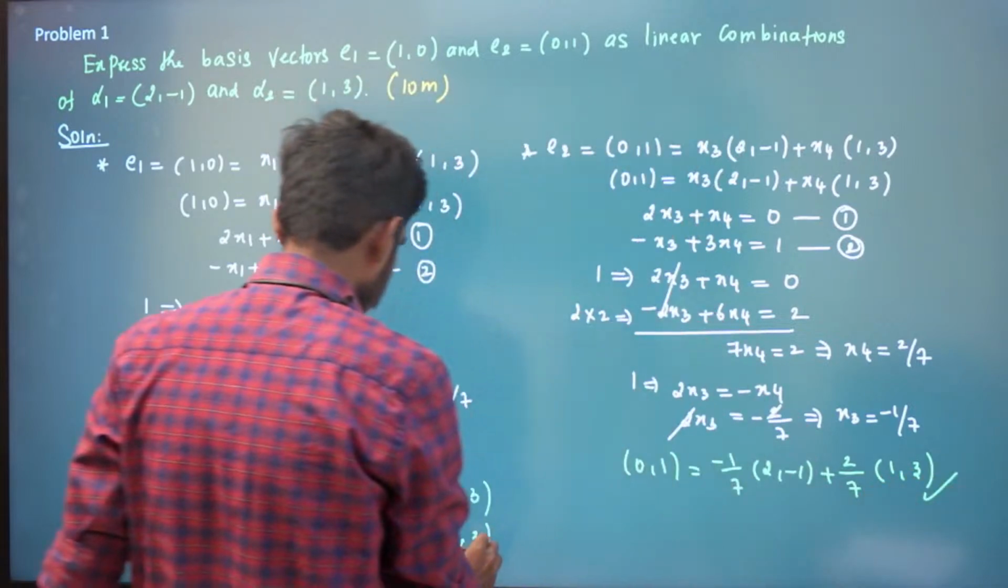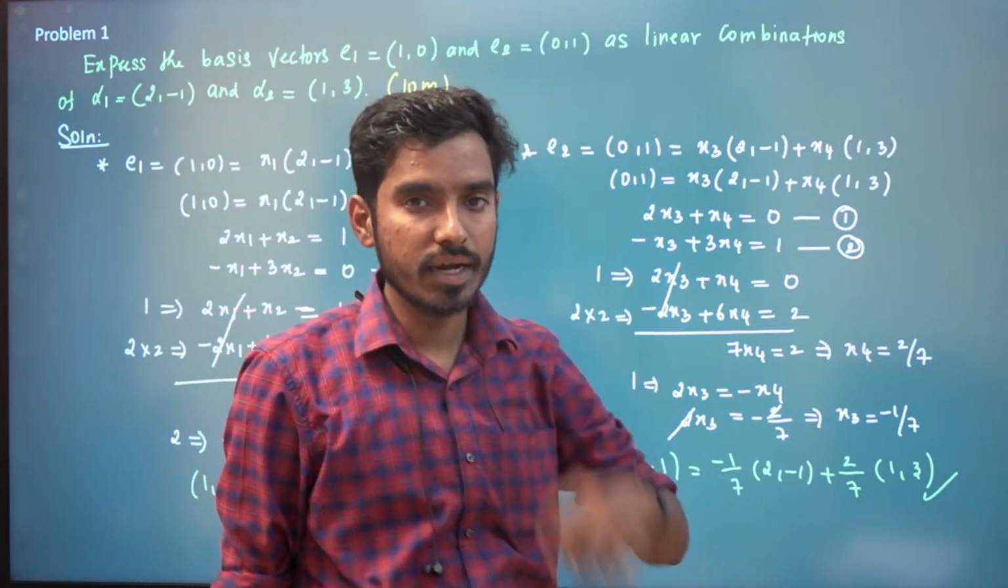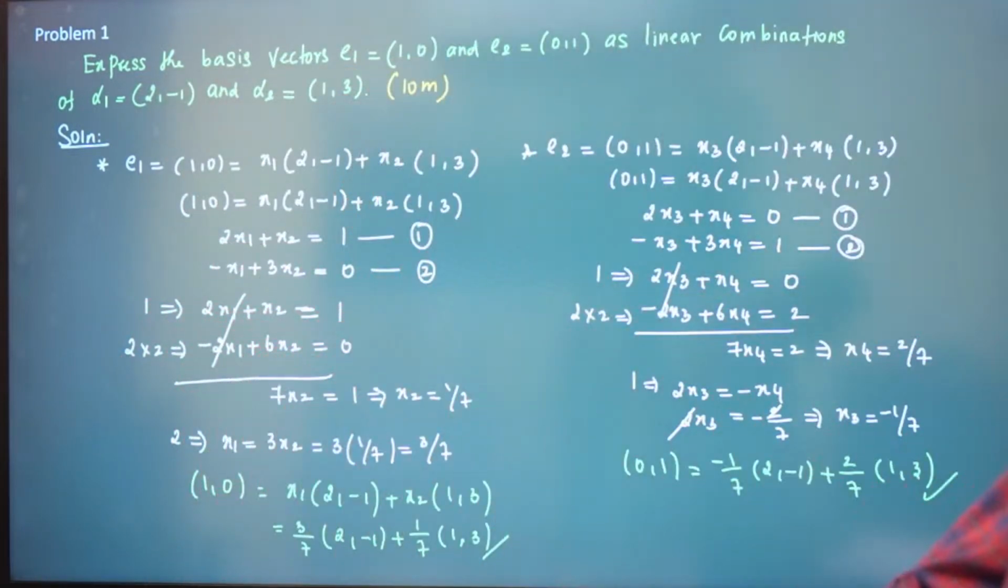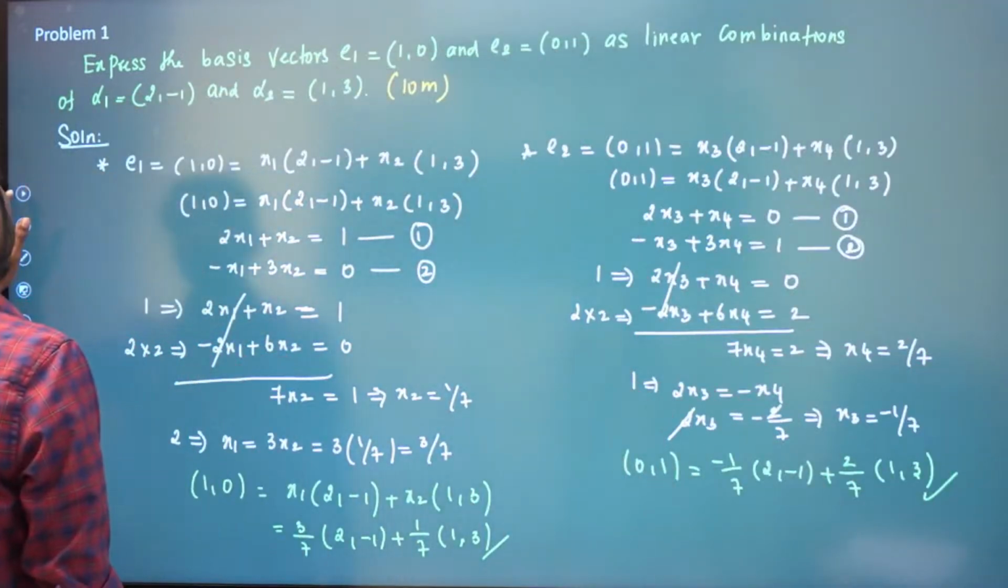So we have expressed this E1, E2 as a linear combination of alpha 1 and alpha 2. Right? Very, very simple problem. So we move on to the next one. It carries 10 marks.